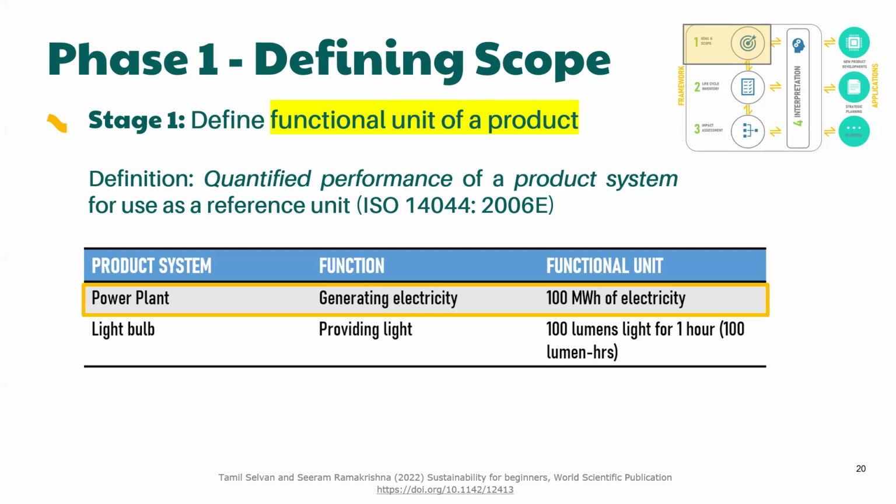And you can take any product system, for example, a coffee cup. How many coffee cups? One coffee cup. And what is the function of your coffee cup? To store a liquid. It could be a container, it could be anything. So once you have got a clear understanding of the functional unit of the system, then you can move on to the different stages.